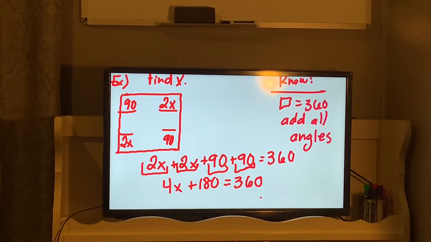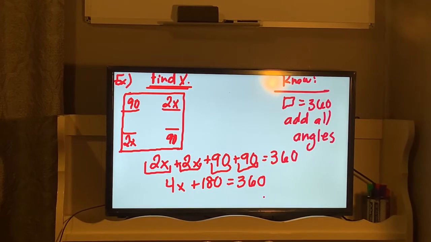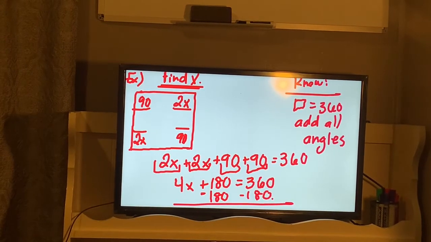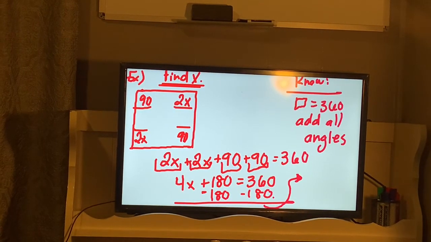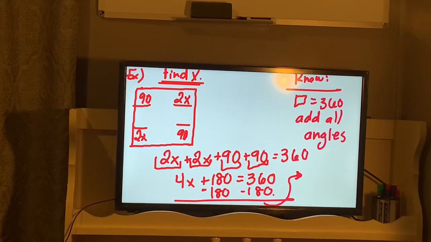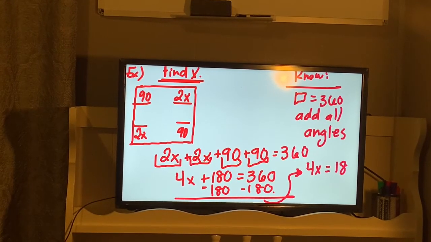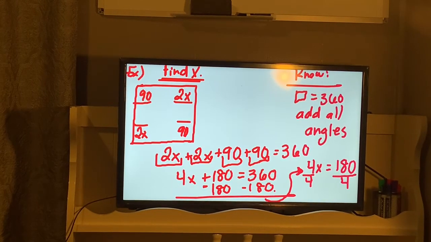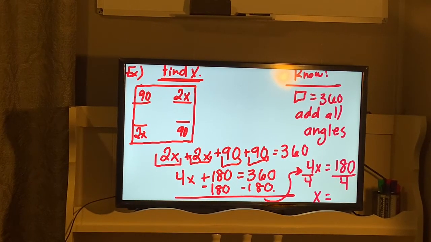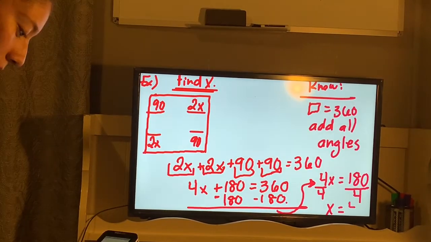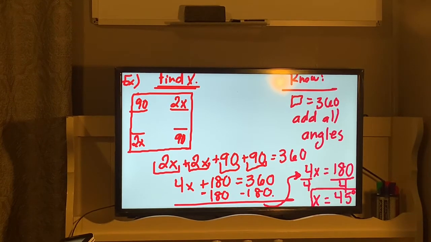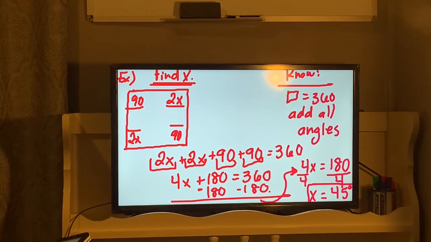We're trying to figure out what x is, so we want x to be by itself. We're going to subtract 180. Whatever you do to one side, you must do to the other side. And I ran out of space, so I'm going to move over here. Now we're left with 4x equals 180 degrees. My x is still not by itself, so I'm going to go ahead and divide by 4. Divide by 4. So x is 45 degrees. Okay, that is all we're doing.